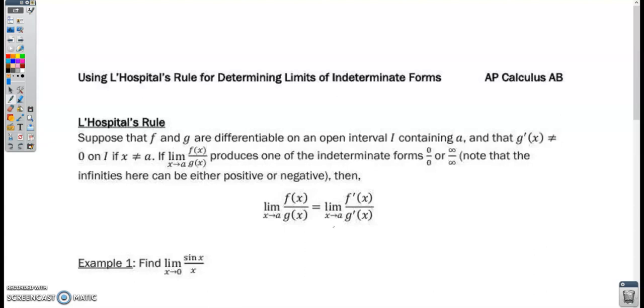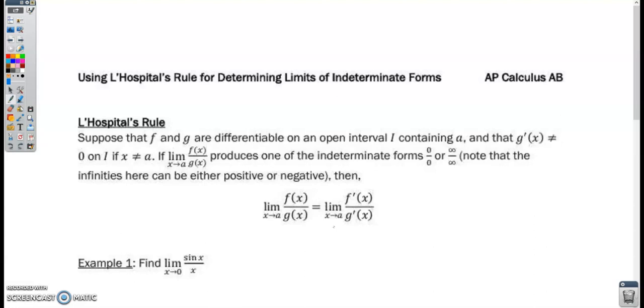Alright folks, welcome back. We have reached the 7th and final section of Unit 4 of AP Calculus: using L'Hospital's Rule for determining limits of indeterminate forms. We talked back in Unit 1 about indeterminate forms when we were finding limits. We talked about the indeterminate form 0 over 0.